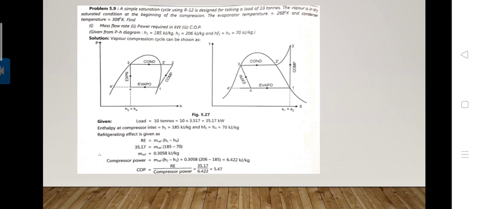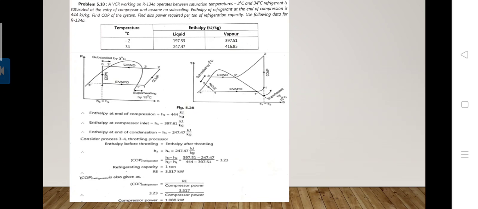So compressor power is equal to 6.422 kilowatt. Next we have to calculate the coefficient of performance. We know the formula for the coefficient of performance, that is refrigeration effect divided by compressor power. Then refrigeration effect is equal to 35.17, and compressor power we just calculated, 6.422. So COP for the refrigerator is equal to 5.47. Okay.